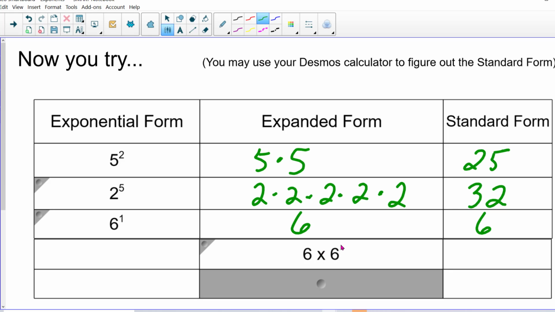Now let's look at this. What if I give you the expanded form? 6 times 6. What's the base number? 6, because that's the number that's being repeated. And then the exponent is, how many times did I write the 6? 2 times. Notice it's multiplied together. And then what is the standard form of 6 times 6? 36. Good.